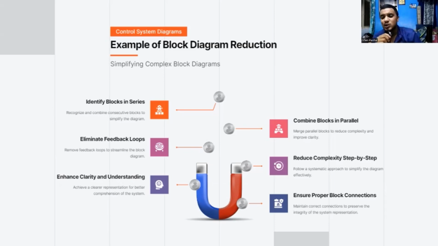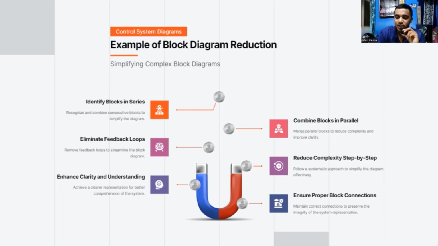Next, reduce the complexity step by step. It's very important that first you find the blocks and see if they are in series or in parallel. Then go to the feedback loops, find them and eliminate the cross points and feedback loops. Then ensure proper block connections, maintaining correct connections to preserve the integrity of the system representation.